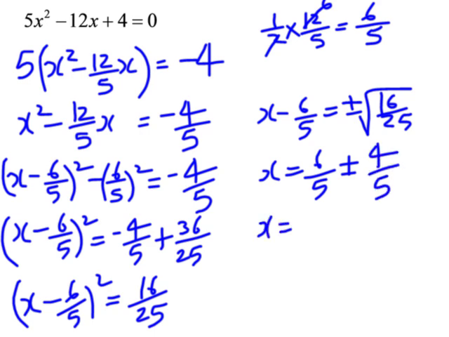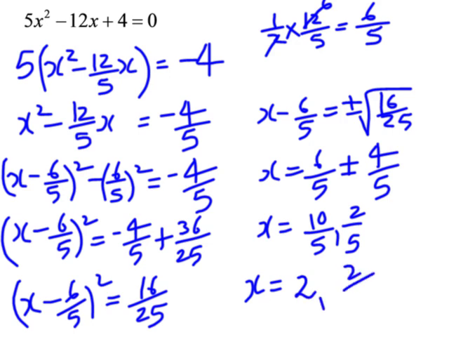That gives us what? x is equal to what? 10 on 5, and minus, oh no, it's actually positive. It's actually 6 minus 4 is 2. So the answers are x is equal to 2, and the other one 2 on 5.